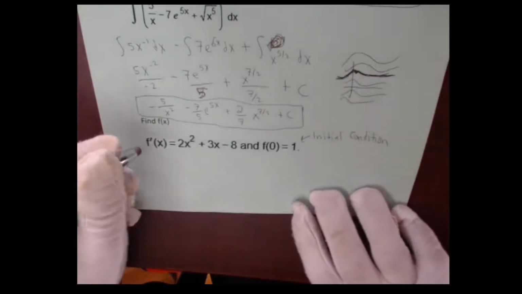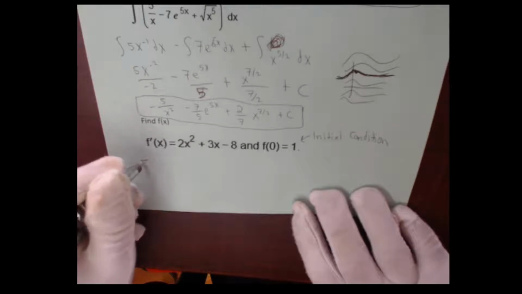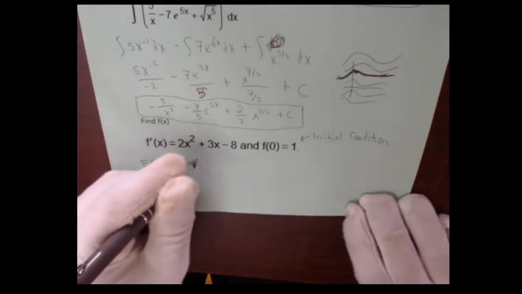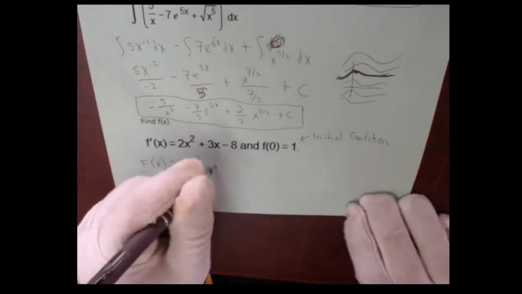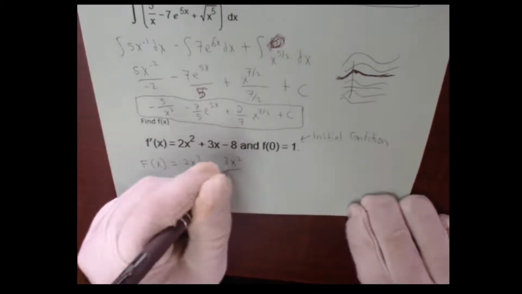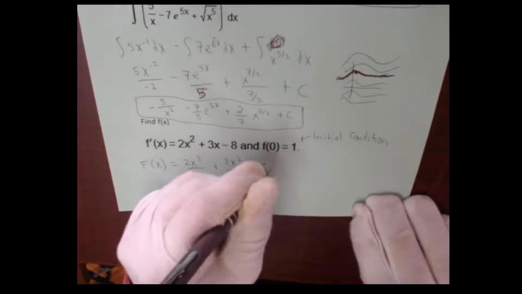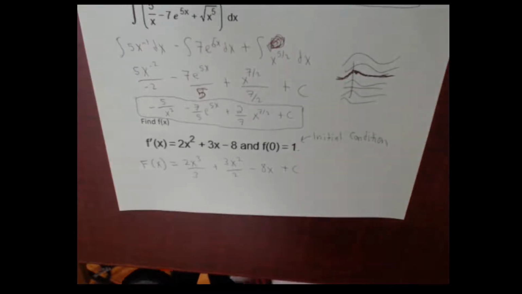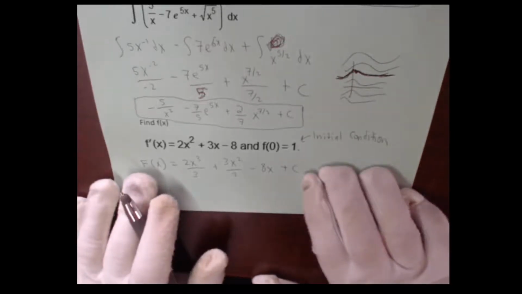Let's do it. First, let's find the integral of this, and so capital F of x is going to be equal to 2x to the 3 over 3 plus 3x squared over 2 minus 8x plus c. I did that very quickly, so take a good hard look at that and make sure that I did all of my antiderivatives correctly using the antiderivative power rule. So this is the general answer.